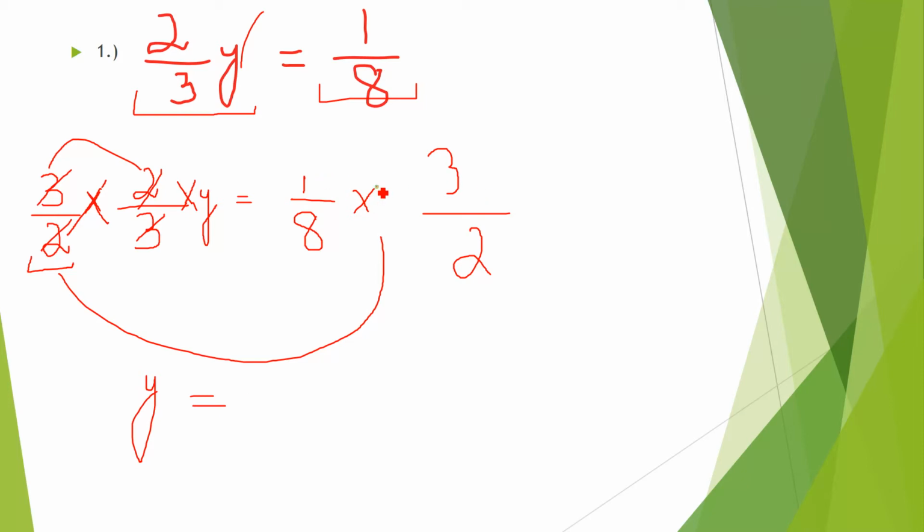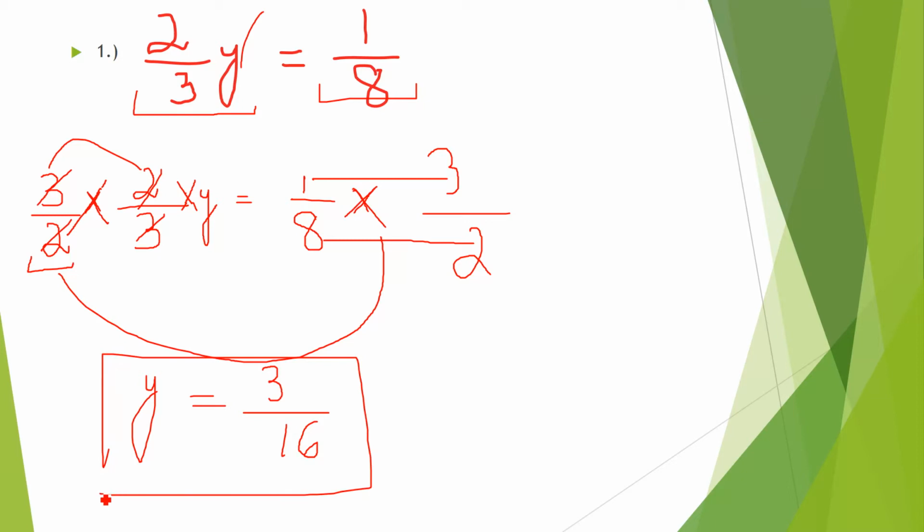See, this is the multiplication. If you look, can we divide anything? No, we cannot divide. So multiply numerator to numerator, denominator to denominator. So it will be 3, and 8 times 2 is 16. And this is the value of y, the requirement of the question.